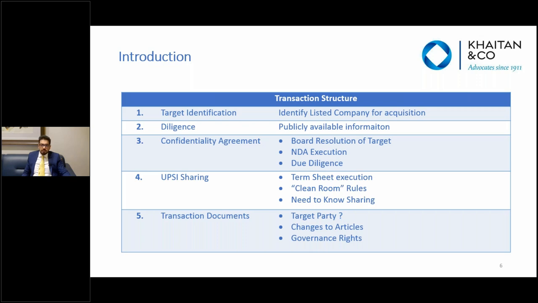a quick introduction of the life of a public M&A transaction. Like in all usual transactions, you first have a target that is identified. Because it is a public listed target, you are able to access a lot of information available in the public domain or filings made with the stock exchanges, which lets you get basic information on financials, any corporate actions, etc. Thereafter, you move to the next stage where you would like to get access to the data room and commence a due diligence. A precursor to that is that you enter into a confidentiality arrangement and initiate certain corporate processes, which we will discuss as we go forward in the next few slides.